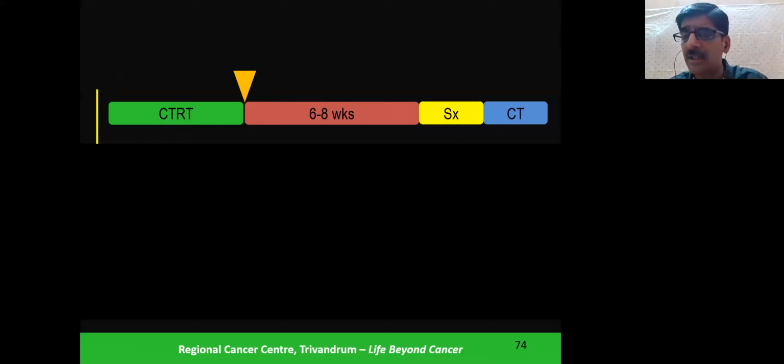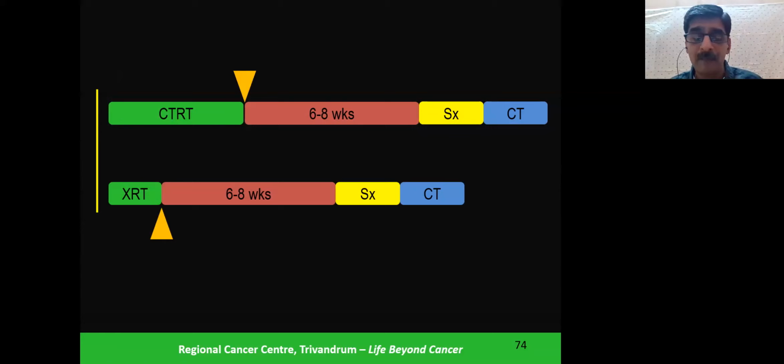But once the Stockholm data came, it's very simple. You give radiation for 5 days. We can do the surgery after 6 to 8 weeks. That is delayed surgery after short course RT. And during this time, immediately after finishing the radiation for the rectum, take up the patient for liver resection. The patient will improve, the liver resection wound will heal, and the patient will be ready for the surgery at the end of it. And then you can give the adjuvant chemotherapy for the liver.